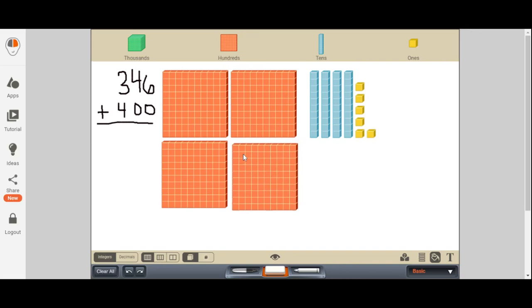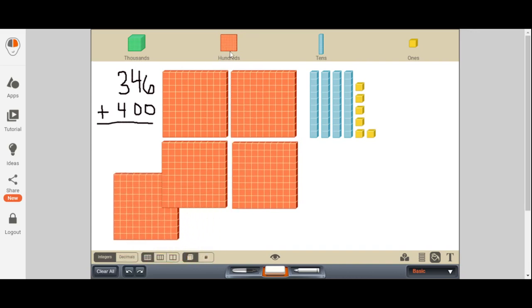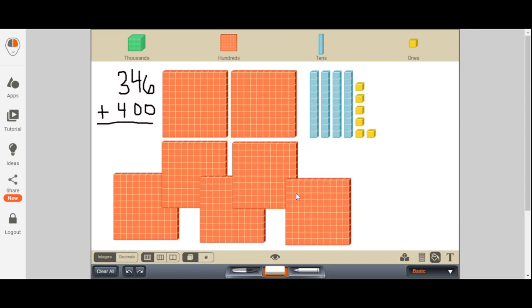So we need 1, 2, 3, 4. And they are kind of stacked behind, but we can still count those. So let's count together. 100, 200, 300, 400, 500, 600, 700. So I have 700.